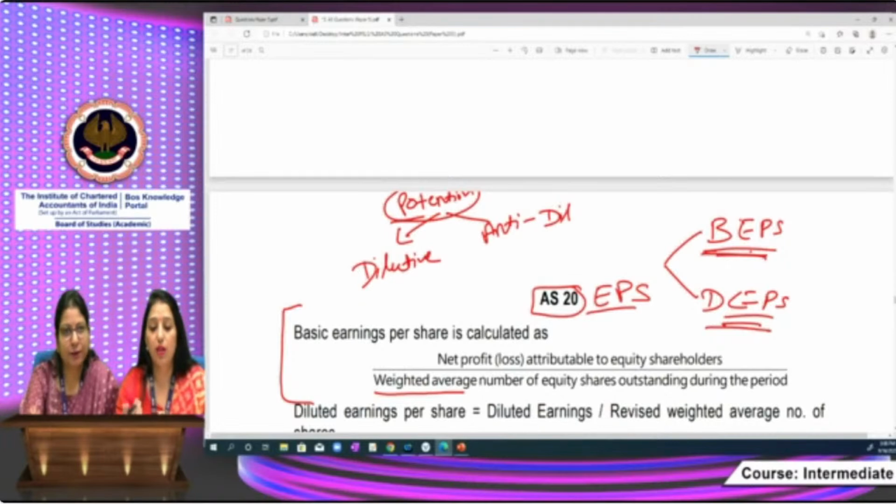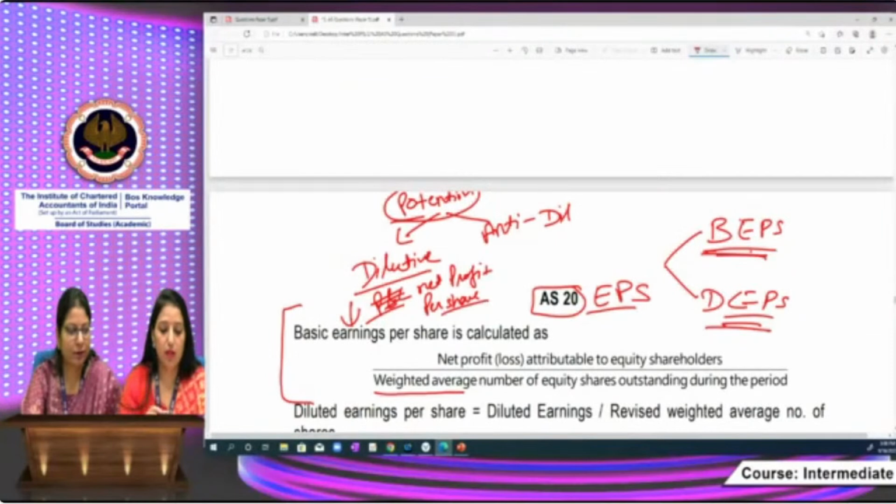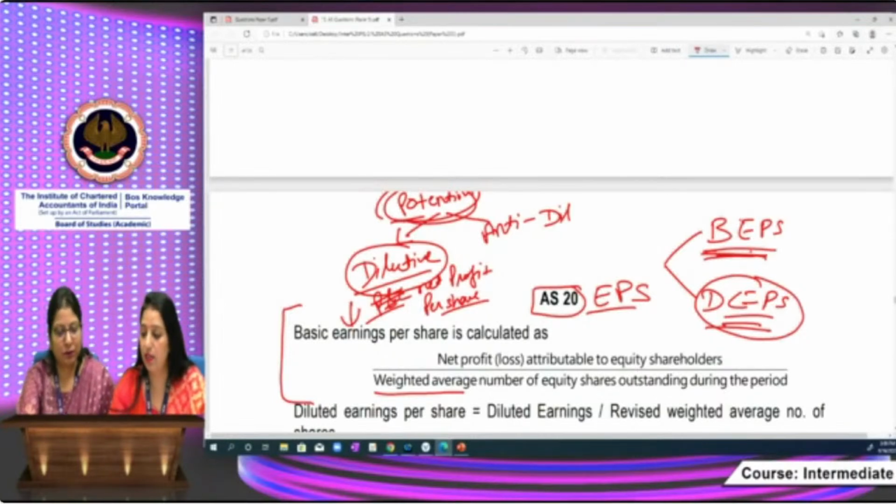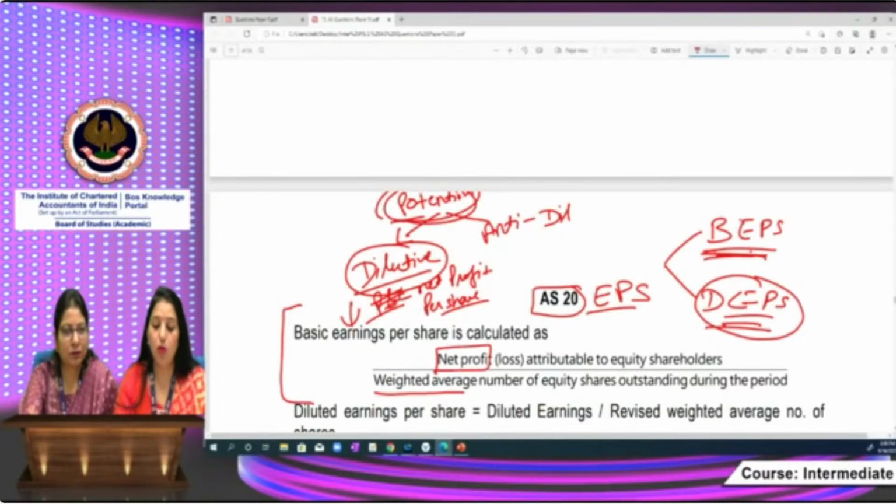Dilutive means when it would reduce the net profit per share, or increase the net loss per share. When it reduces the net profit per share or increases the net loss per share, then these potential equity shares are dilutive. In case of dilutive, the basic earning per share is going to be changed as the diluted earning per share. In that case, we have to adjust the net profit.